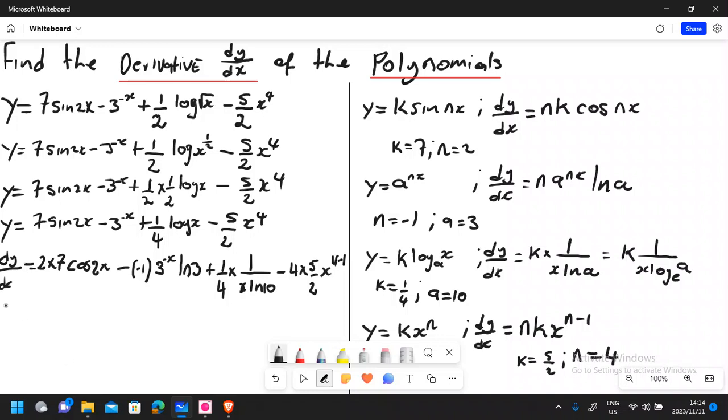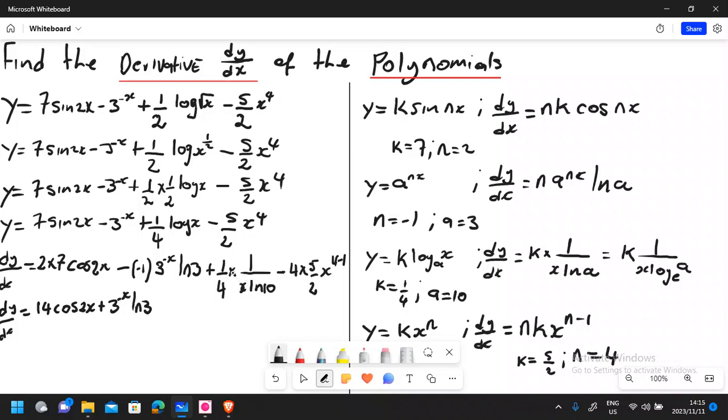So let's simplify dy over dx. Let's start with our first term. Our first term, we have 2 multiplied by 7, which is going to give us 14. And then we have cos 2x. We are fine. The second term, we have negative 1 multiplied by negative, which is going to give us positive, and then multiplied by 3 to the power of negative x. There we go. And then multiplied by natural log 3. All right.